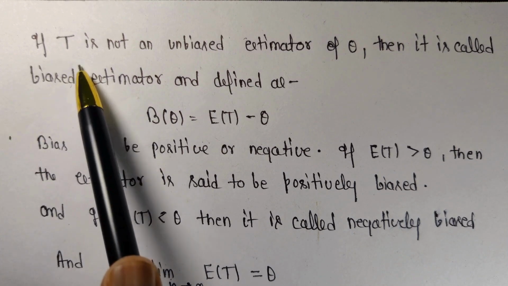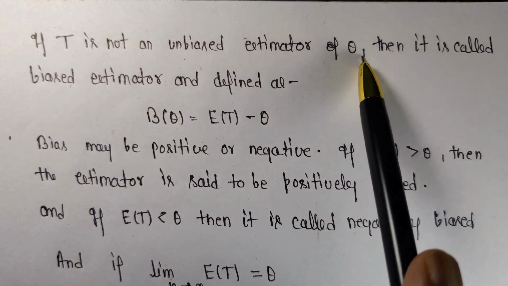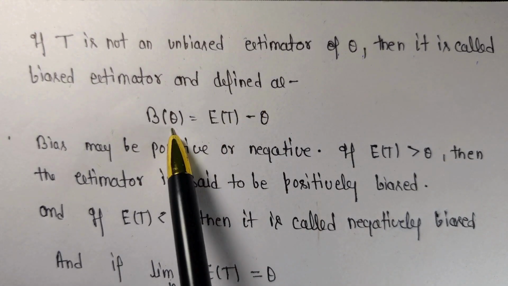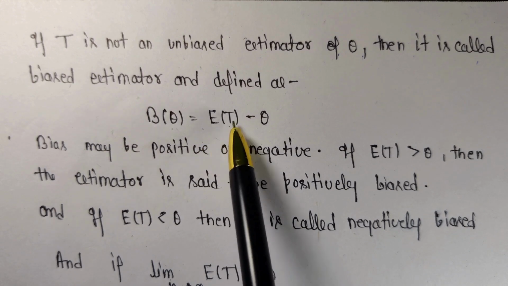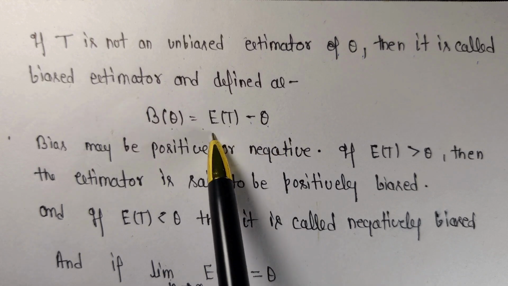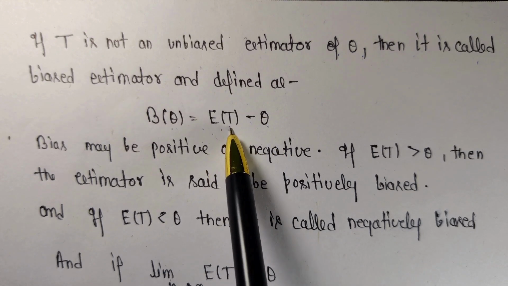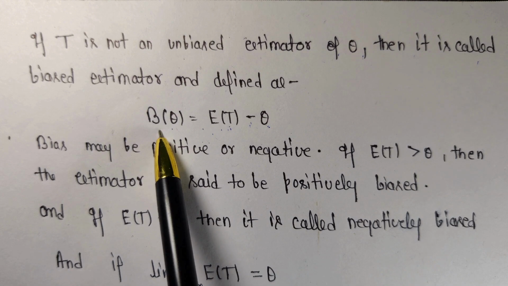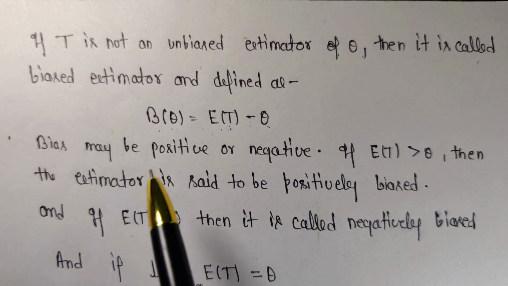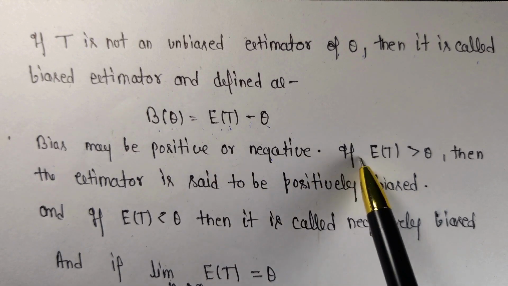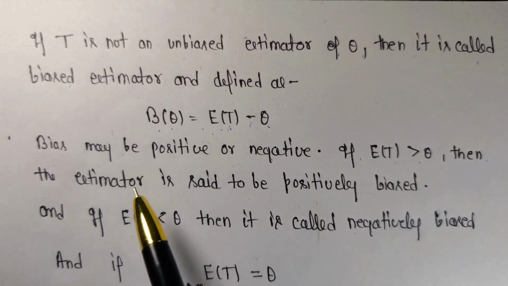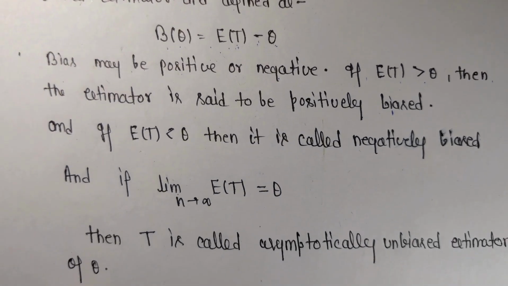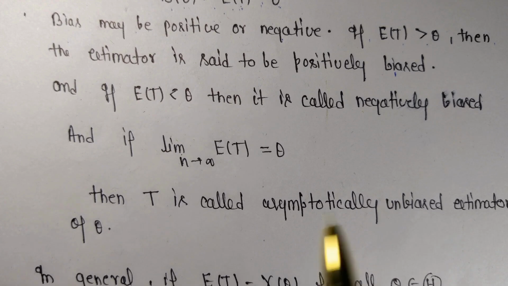Come to the next thing. If T is not an unbiased estimator of theta, then it is called a biased estimator and the bias is defined as expected value of T minus theta. That means the difference between the mean of the distribution of T and the value of the parameter provides us the bias. Is it clear? So bias may be positive or negative. If expected value of T is greater than theta, then the estimator is said to be positively biased, and if expected value of T is less than theta, then it is called negatively biased.